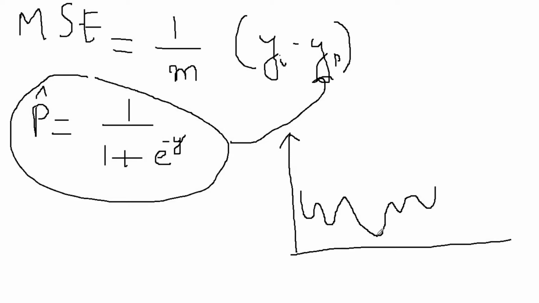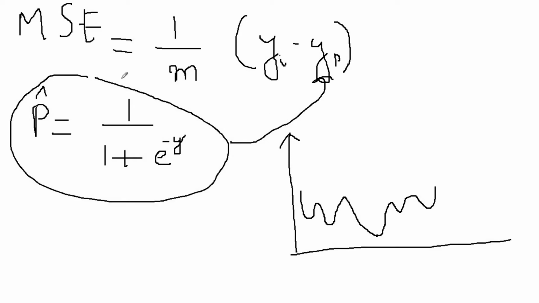Where the global minima is somewhere here and there will be a lot of local minima. So the algorithm will be confused where to find the global minima. It might not converge, right? Because there are a lot of local minima. It might converge in the local minima and will never reach the global minima. Hence this does not work.